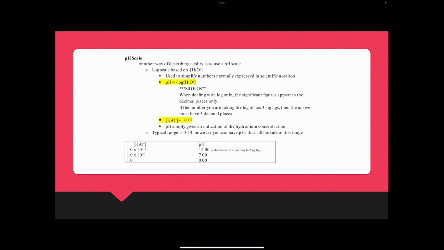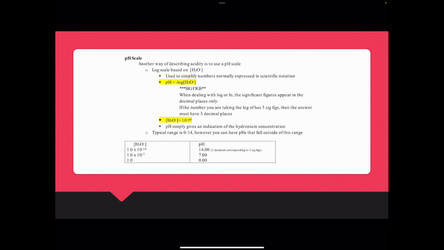So pH is a negative log of the hydronium concentration. We need to be able to go back and forth between pH and concentration. So concentration of hydronium will be equal to 10 to the negative pH. pH simply gives an indication of the hydronium concentration. That's all it does, is lets us compare relative concentrations. Now we have a typical range of 0 to 14. This is not set in stone. This is just your average range. We can have numbers above 14. We can have numbers below 0.